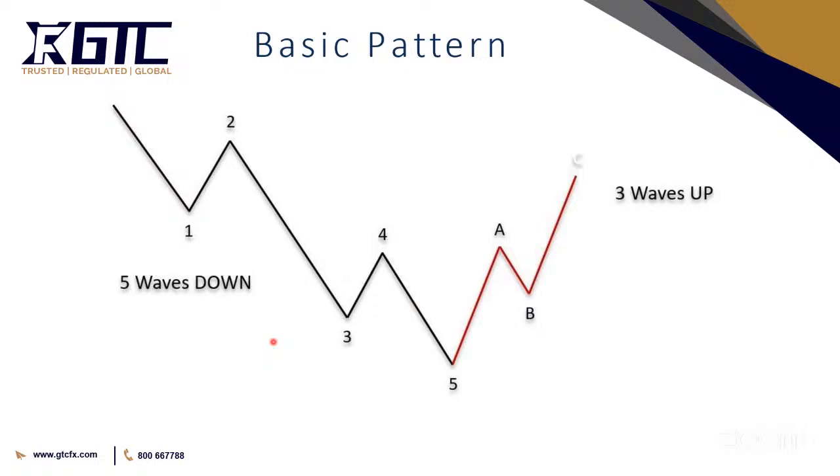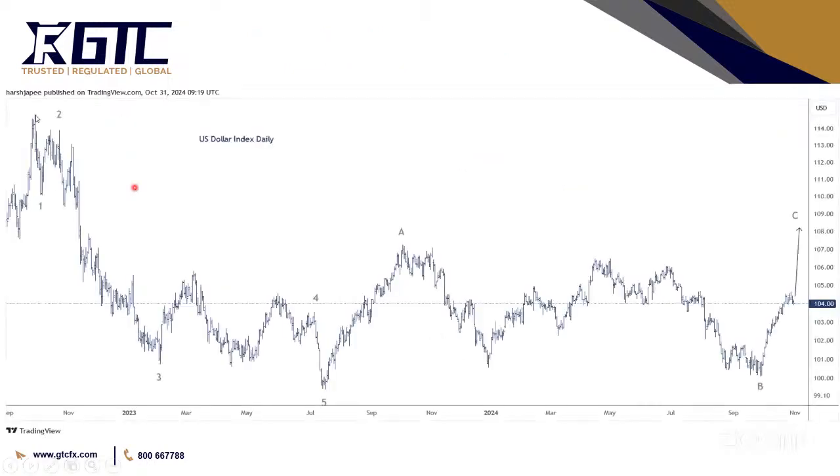Once again, if the market wants to move 5 in a downtrend, it will take 5 waves down. It will print 5 waves down, labeled as 1, 2, 3, 4, and 5. And then it will print 3 waves up, labeled as A, B, C. All right. Here's the wave structure. This is a dollar index chart, 5 waves down, labeled as 1, 2, 3, 4, and 5, followed by 3 waves up, A, B, and C.